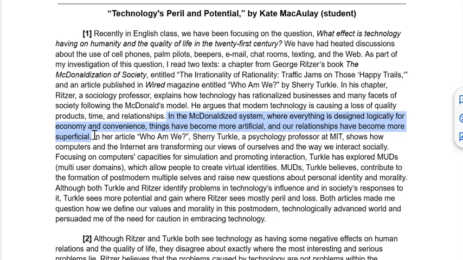In Sherry Turkle's article, Turkle explores the psychological effects of technology on personal identity, using online role-playing in multi-user domains. She acknowledges the potential for people to create identities and grow from these experiences, but warns that they also risk losing their sense of self.